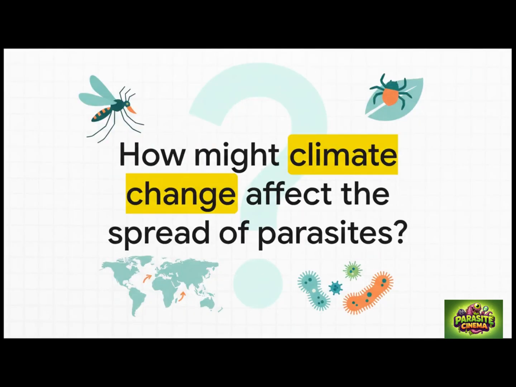And that brings us not just to what we know, but what we need to think about next. As the planet warms, the habitats for vectors like mosquitoes and ticks are expanding. This raises a critical question for the future. How will climate change redraw the map of parasitic diseases?